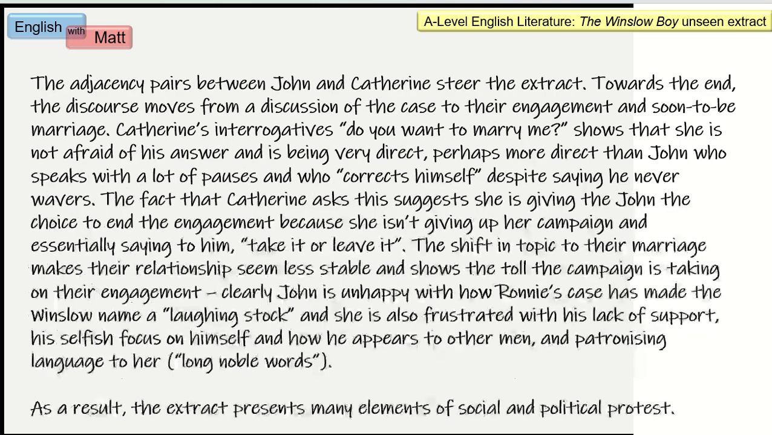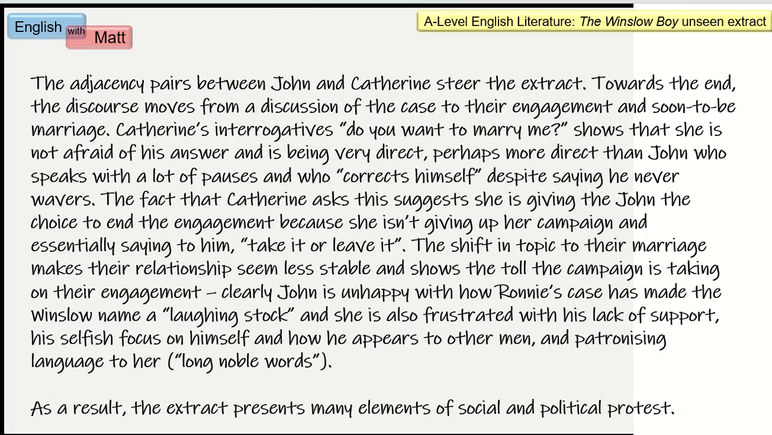The adjacency pairs, which is a technical term for turns taken in a conversation, between John and Catherine steer the extract. Towards the end, the discourse moves from a discussion of the case to their engagement and soon-to-be marriage. Catherine's interrogative, "Do you want to marry me?" shows that she is not afraid of his answer and is being very direct, perhaps more direct than John, who speaks with a lot of pauses and who corrects himself despite saying he never wavers. The fact that Catherine asks this suggests she is giving John the choice to end the engagement because she isn't giving up her campaign, and essentially saying to him, take it or leave it.